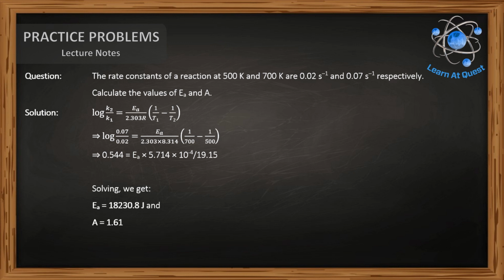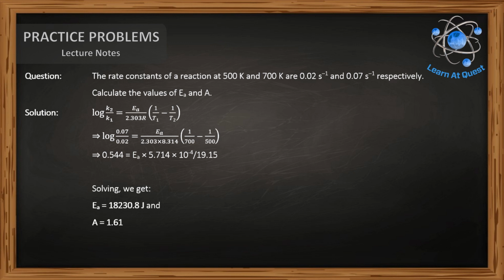Now here we have been given the two rate constants at two different temperatures. So we can use the formula or the equation log of K2 by K1 equals EA by 2.303 R, brackets 1 by T1 minus 1 by T2.